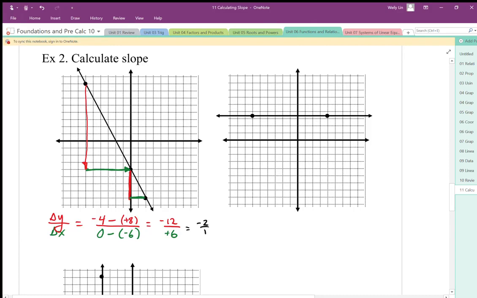And we could have gotten the exact same slope by looking at the smaller triangle. The smaller triangle has a rise of, in this case, -4 compared to +2. Well, that's going to give us the same ratio of -2 to 1.